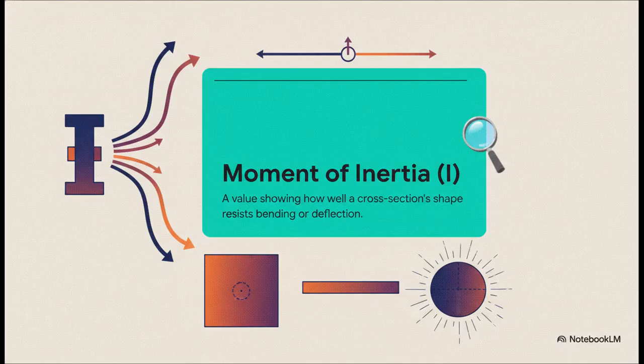So here's the official breakdown. Moment of inertia, which we call I, is just a value, a number, and it tells us how good a cross-section's shape is at resisting bending. The bigger the I value, the less that thing is going to bend. It's that simple. And the key, as you'll see, is all about putting the area far away from the center.